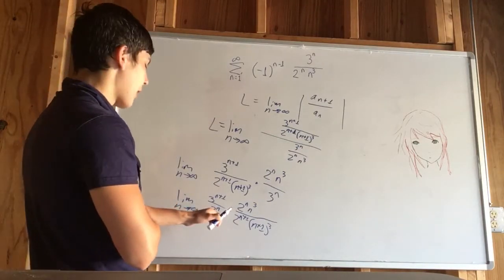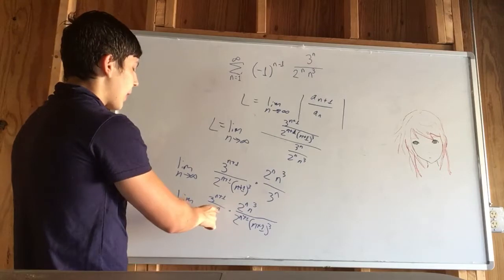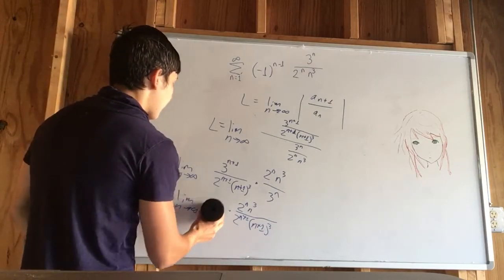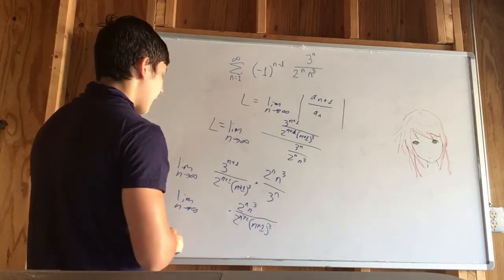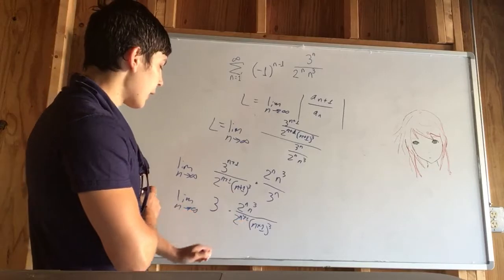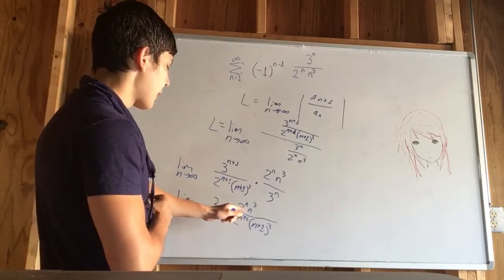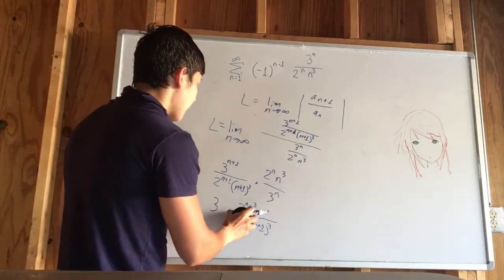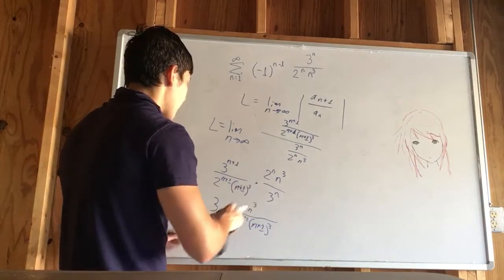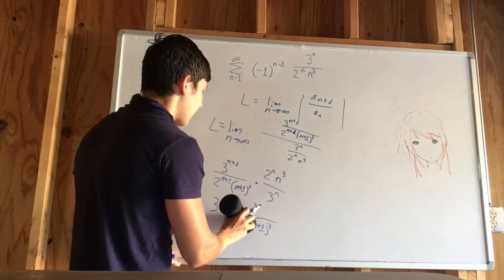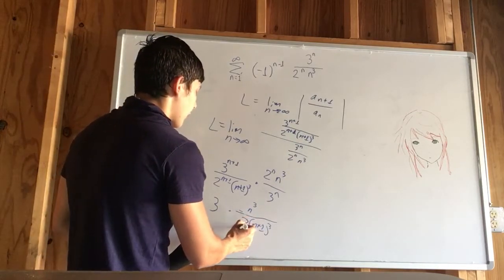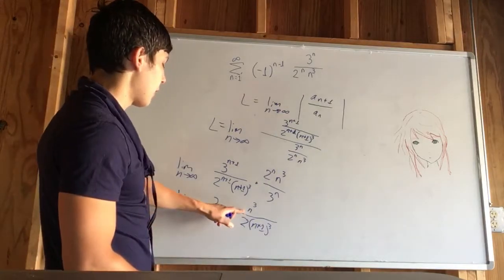Here we're left with 3, because 3 to the power of n cancels with a 3 to the power of n, but you still have a 3 to the power of 1. So you would still have 3. Here, 2 to the power of n would cancel with 2 to the power of n, but you would still have 2 in the denominator, because you had 2 to the power of n plus 1. So the power of 1 still remains.